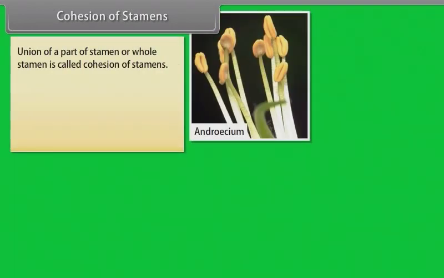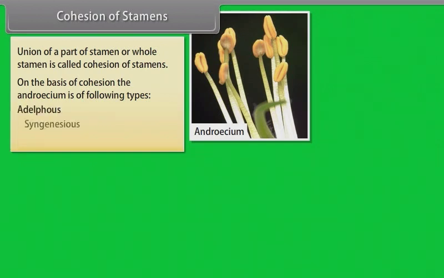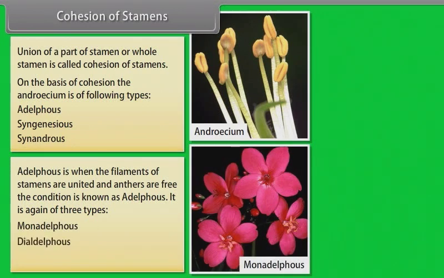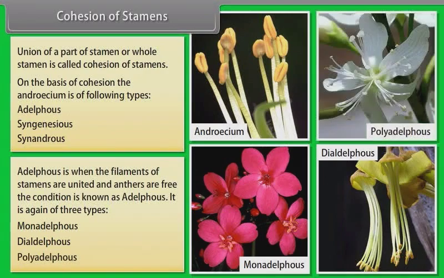Cohesion of stamens. Union of a part of a stamen or the whole stamen is called cohesion of stamens. On the basis of cohesion, the androecium is of the following types: adelphous, syngenesious, synandrous. Adelphous is when the filaments of stamens are united and anthers are free. It is again of 3 types: monadelphous, didelphous, polyadelphous.